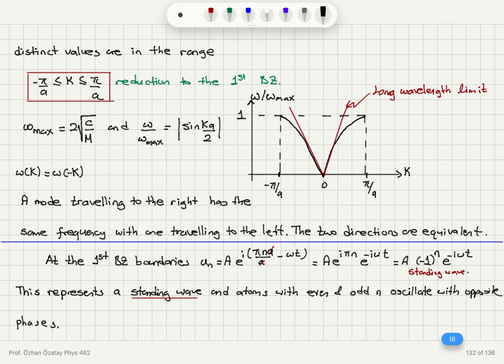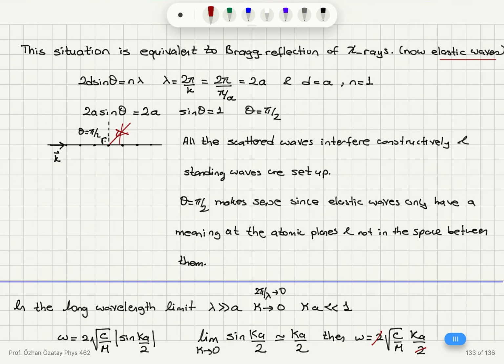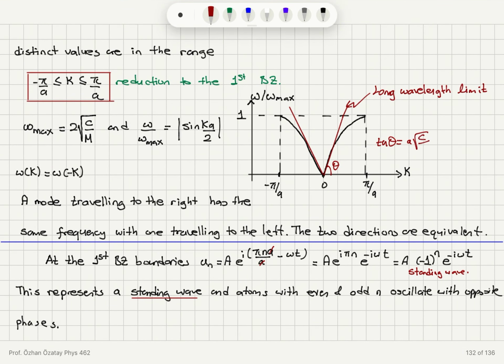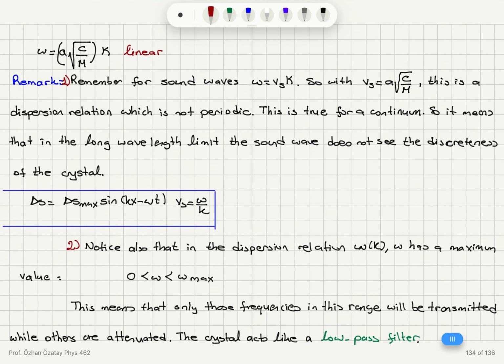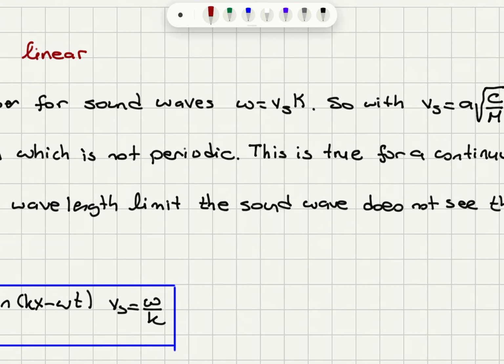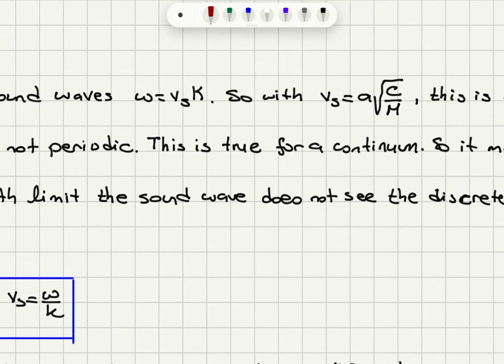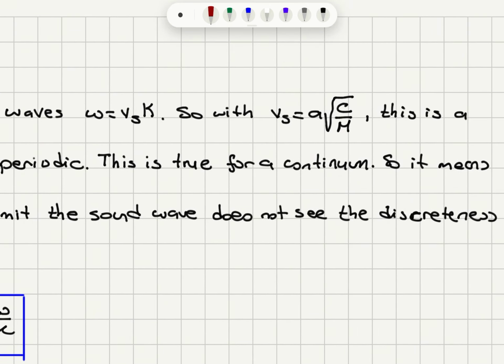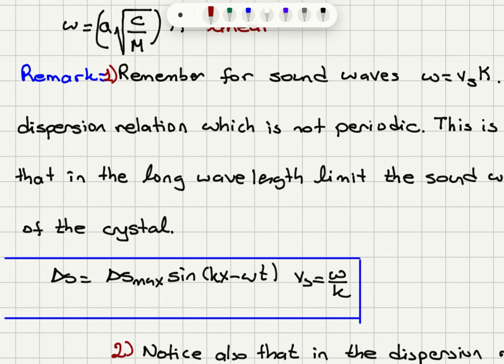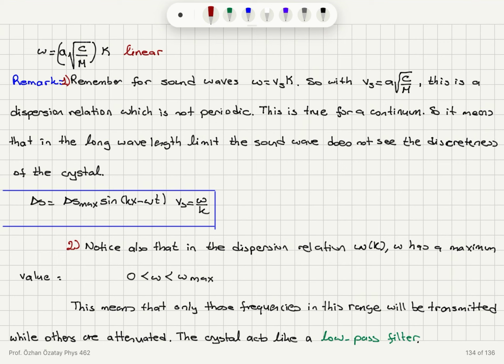If you go back to my plot here, you can see that the slope of this, if this is angle theta, tangent theta will be what I find here, a square root c over m. That will be the slope of this long wavelength limit. So what does that mean? For sound waves, omega is equal to the speed of sound times k. So we have a linear relationship. When the speed of sound is equal to a square root c over m, this is a dispersion relation that is not periodic and it is true for a continuum.